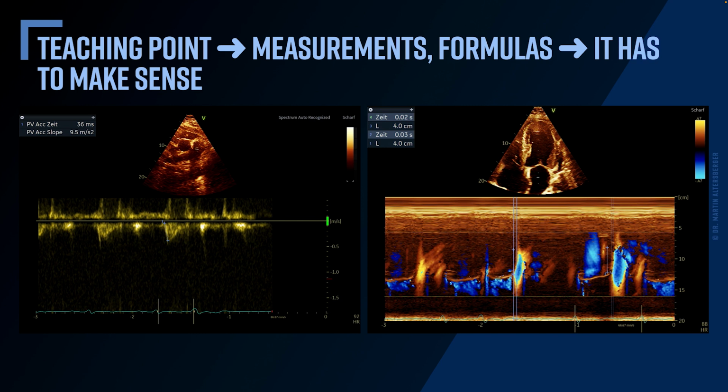In the next videos, we will continue, of course, with more measurements and more patient cases and evaluation of diastolic dysfunction in our current guidelines.